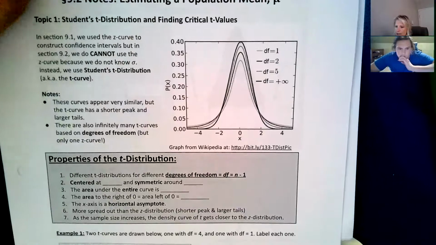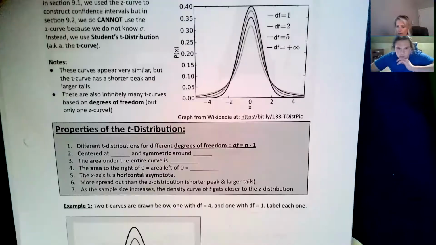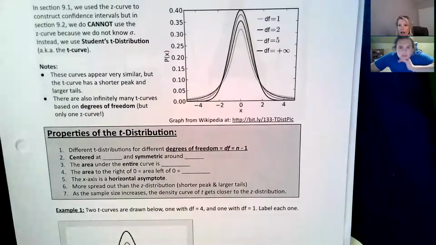And actually, the student's t-curve was created by a person working at Guinness Beer. Did you guys know that? So yes, at Guinness Beer, they were testing out the beer in Ireland, and this statistician that was doing all their beer quality testing discovered that they needed to use a curve that was slightly different than the normal curve because they had small batches of beer. So just a little tidbit for the day.